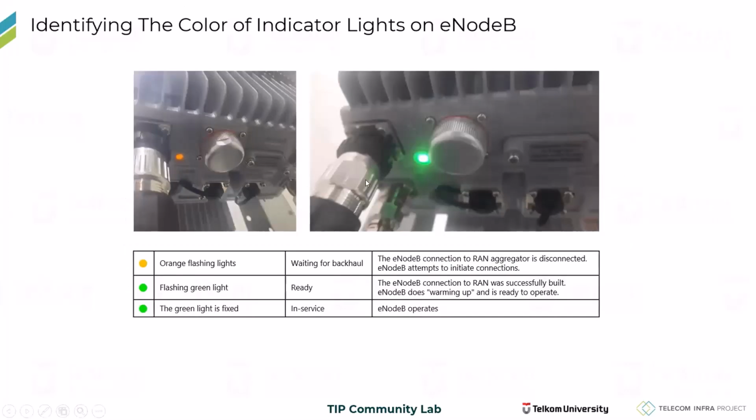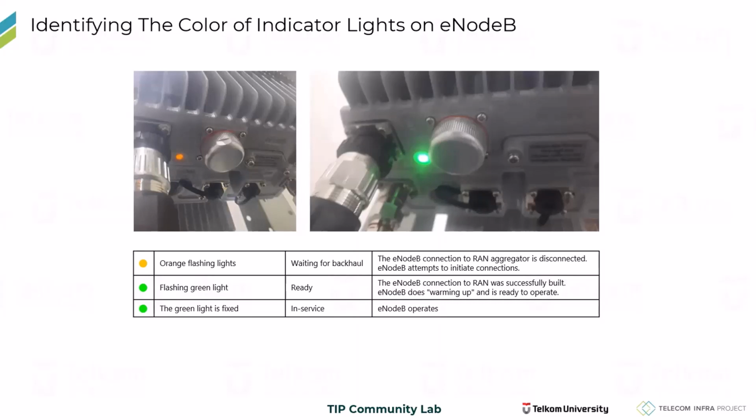Okay, this is just to refresh. Just like any other device, the RAN has an LED indicator. It can be flashing, it can change color, and it can be steady. The orange flashing light indicates that this RAN is waiting for backhaul to set up. Flashing green light means the status is ready. The green light fixed or steady means that the RAN is in service. This is what we can see physically with our eyes about the equipment status.